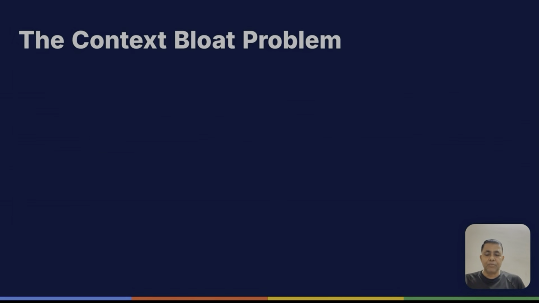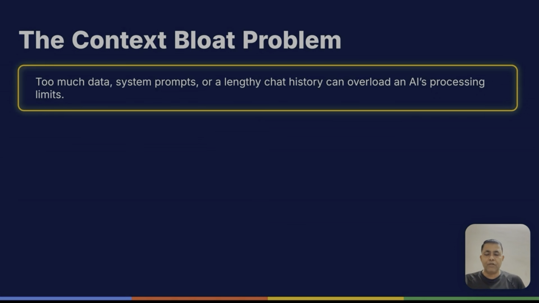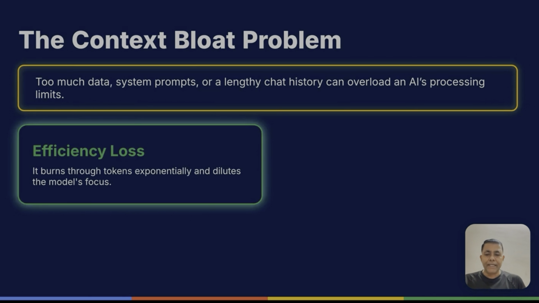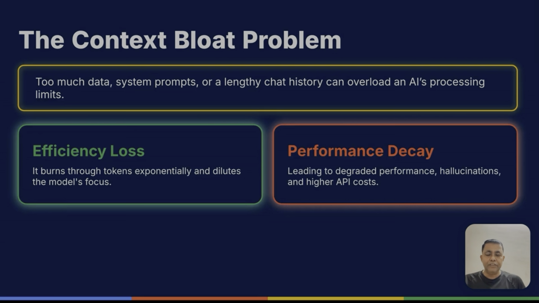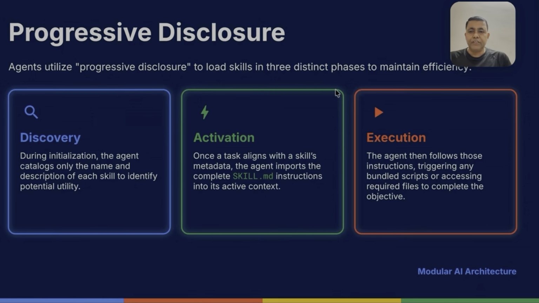The context bloat problem means when you have too much data, system prompts, and conversation history, it leads to excessive token usage and efficiency loss. It leads to performance decay, hallucinations, and degraded performance. Agent skill solves the problem of context bloating through progressive disclosure.